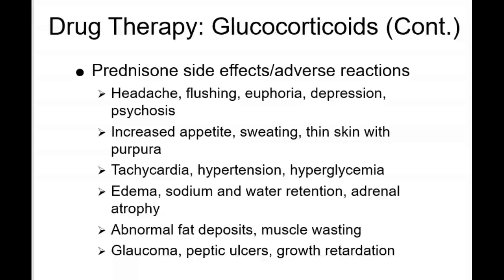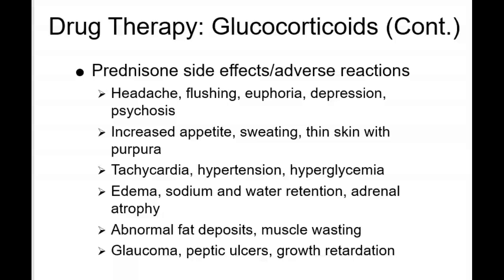Glucocorticoids can also cause abnormal fat deposits in the face and trunk, so-called moon face and buffalo hump, decreased extremity size, muscle wasting, edema, salt and water retention, hypertension, euphoria, psychosis, thin skin with purpura, increased intraocular pressure, glaucoma, peptic ulcers, and growth retardation. Long-term use of glucocorticoid drugs can cause adrenal atrophy or a loss of adrenal gland function.